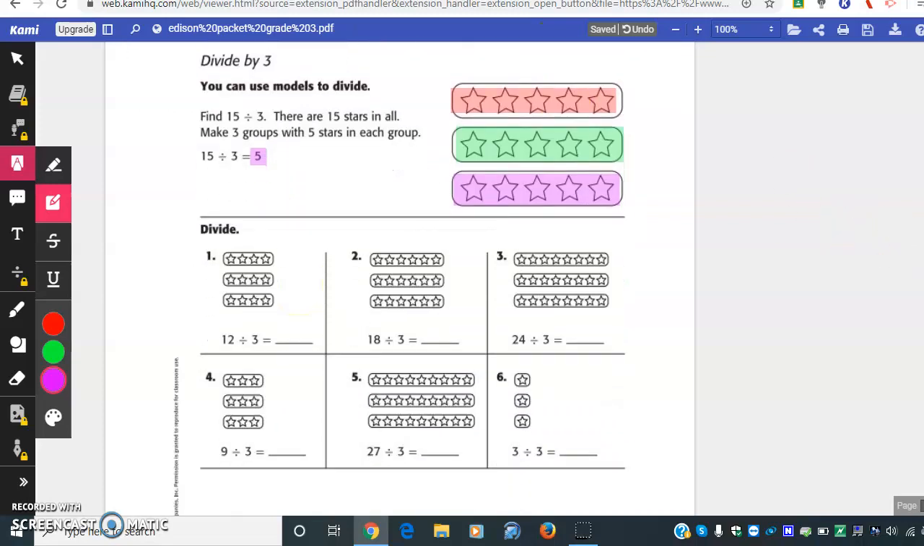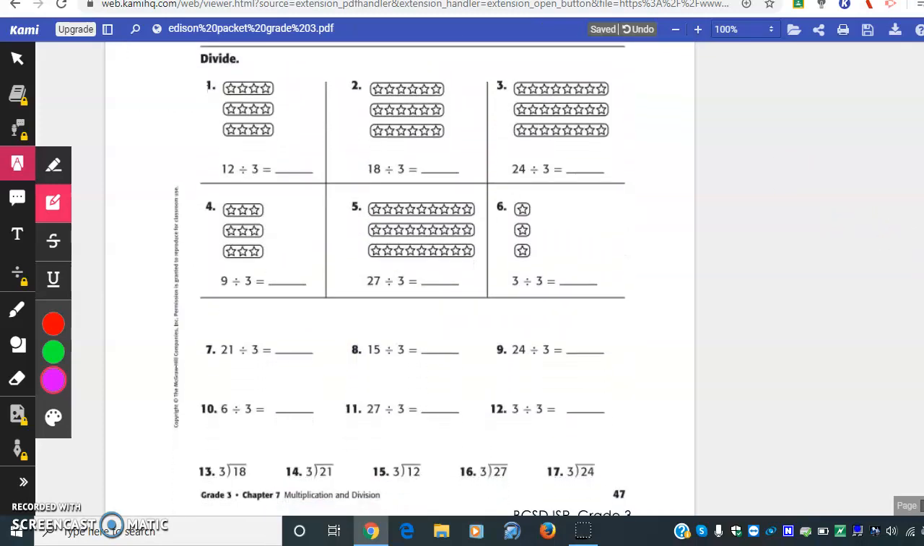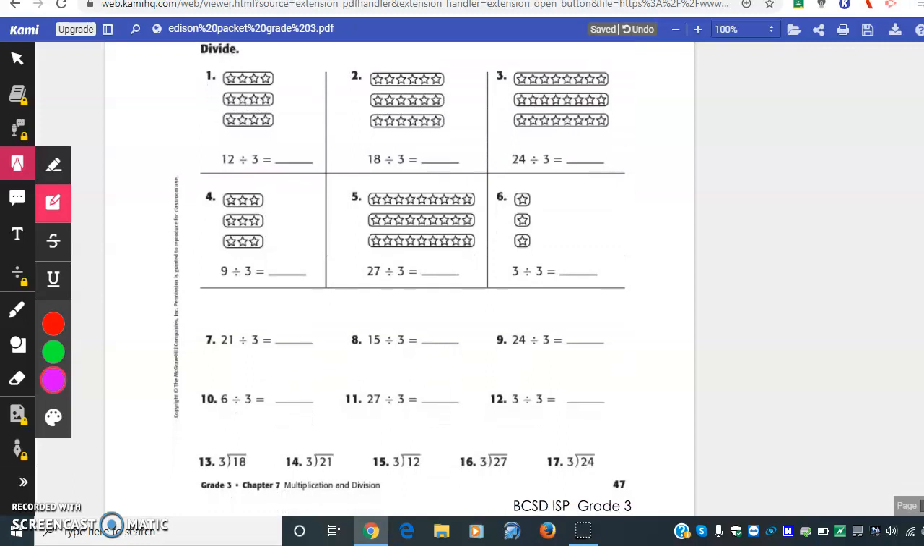So when you get down here, and this is a lot of independent practice, your job is to divide by 3s. 12 divided by 3, 12 stars into 3 groups. How many stars are in each group? 1, 2, 3, 4, right? So the answer will be 4. How many stars are in each group now? And how many stars are in each group now?